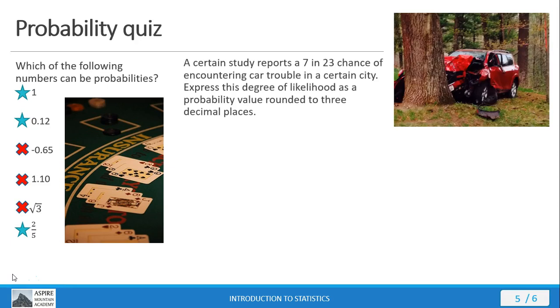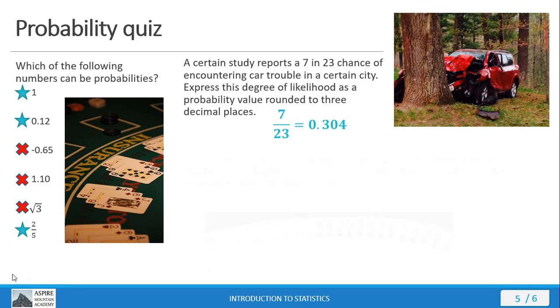Let's look at another example involving a certain study which reported a 7 in 23 chance of encountering car trouble in a certain city. We're asked to express this degree of likelihood as a probability value rounded to 3 decimal places. Now, when you see two numbers separated by the word in and followed by the word chance, that means you're dividing the first number by the second number. So in this case, we'll take 7 divided by 23 and get 0.304. This then is the probability.